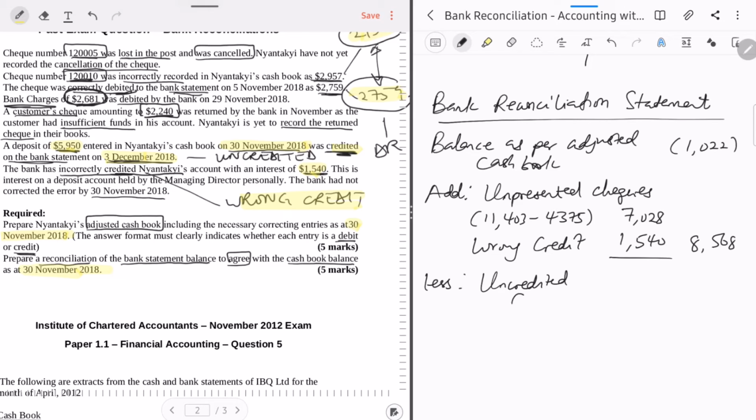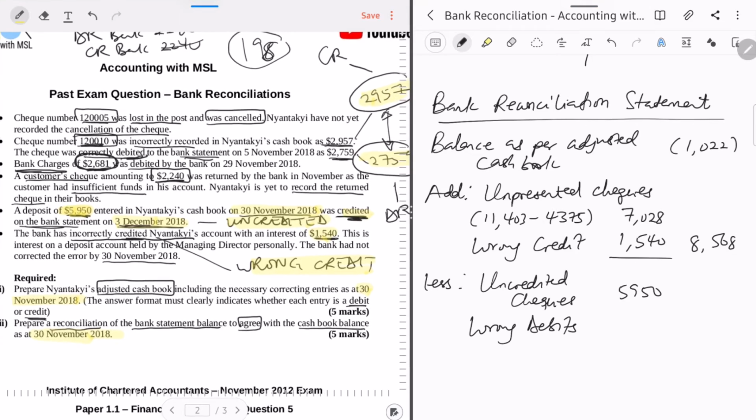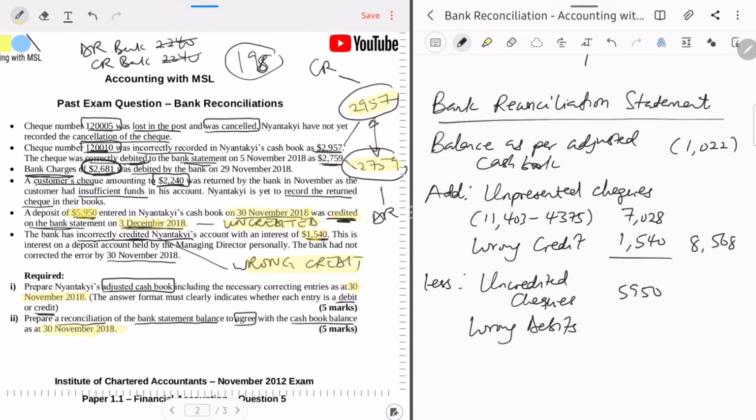All right, then we less our uncredited checks. What does that give us? You remember how we got them? Right here. Uncredited checks, we said it was what? 5950. So 5950. Then we less also wrong debits. Did we have any wrong debits in the question? I don't remember. No, we didn't, right? We didn't. Did we? No. So it means this is dash, so 5950. So let's net this off.